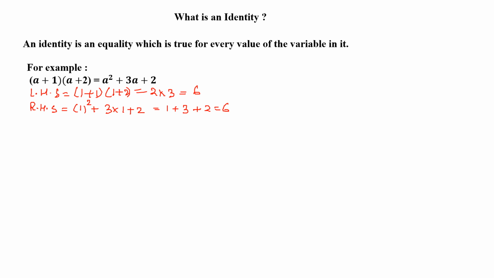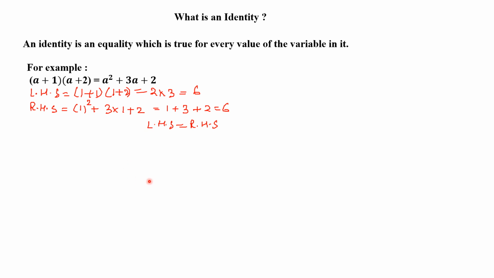Now in the same way, if you try for other values of a also, you will always see that your LHS is equal to RHS. So we can say that (a plus 1) into (a plus 2) equal to a square plus 3a plus 2 is an identity because it is true for all the values of the variable.